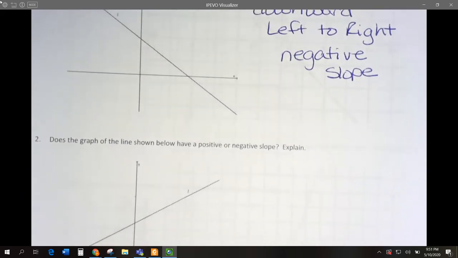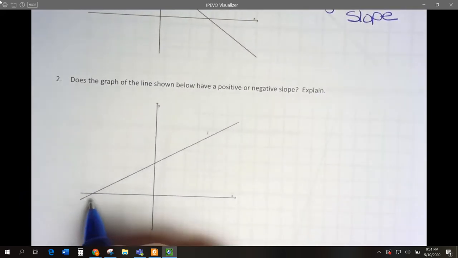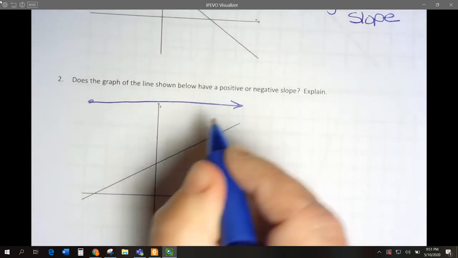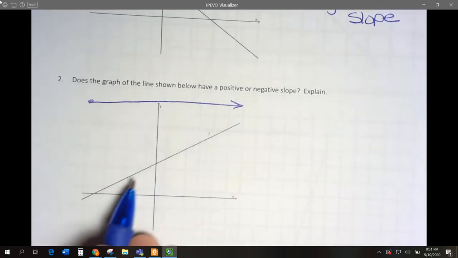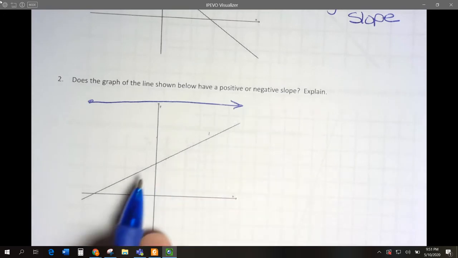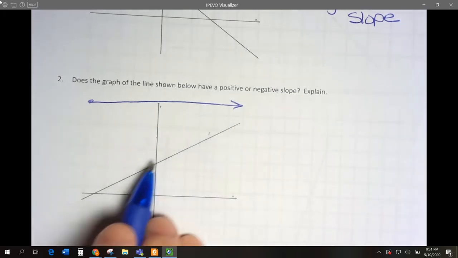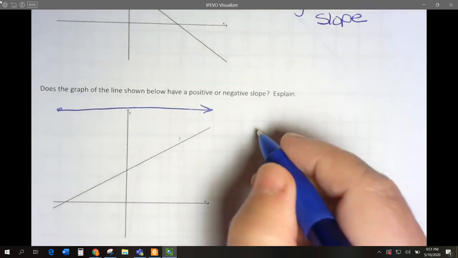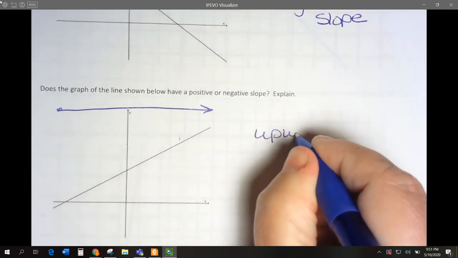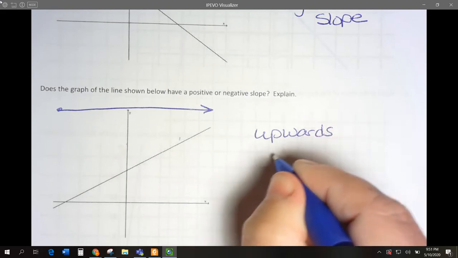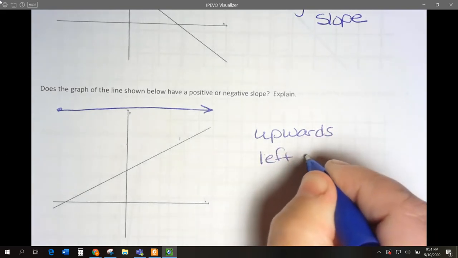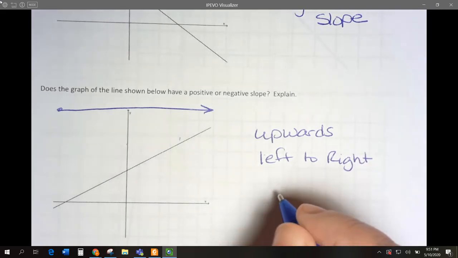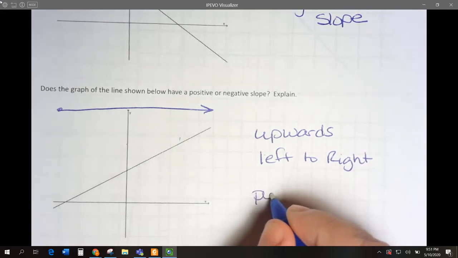For number 2, once again, we're going to look at our line. And we have to look at it going from the left to the right, just like if we were reading it. And going from the left to the right, is it going down or is it going up? It's going upwards, right? Upwards. From the left to the right. Therefore, this is a positive slope.